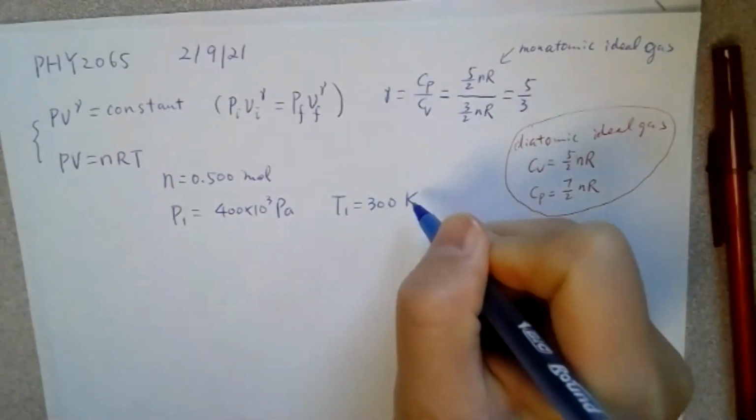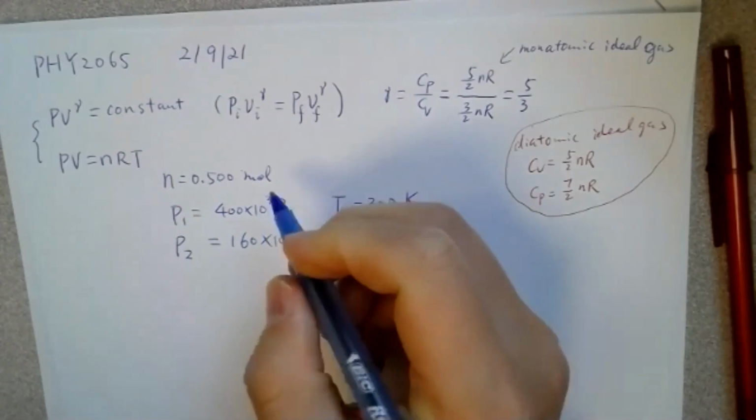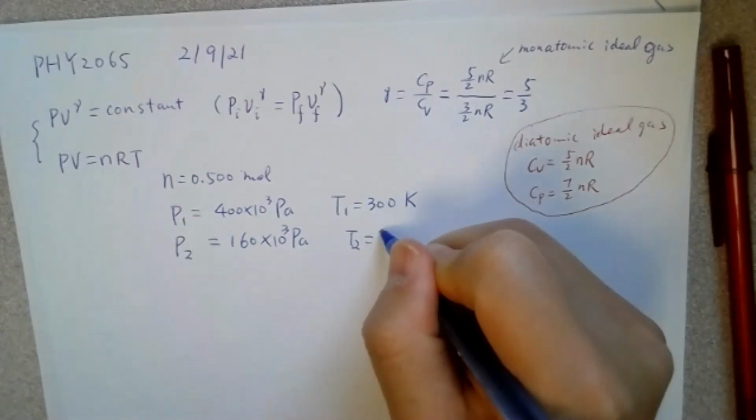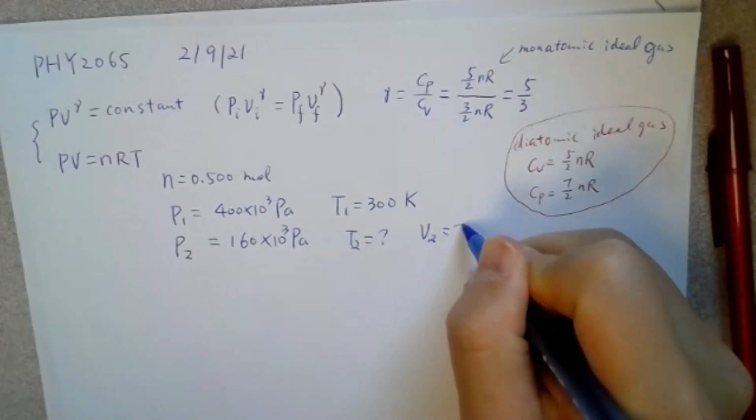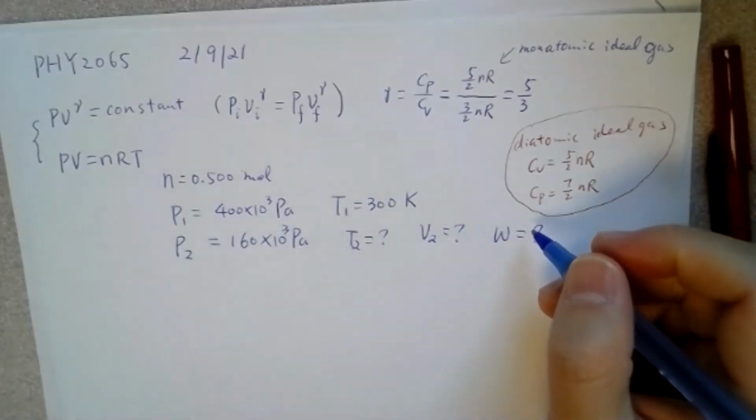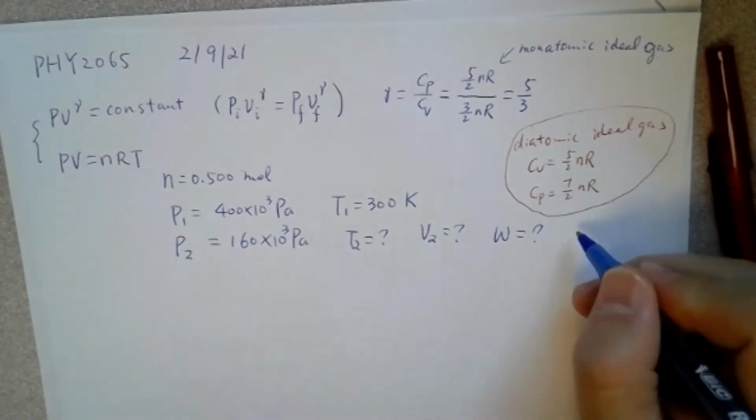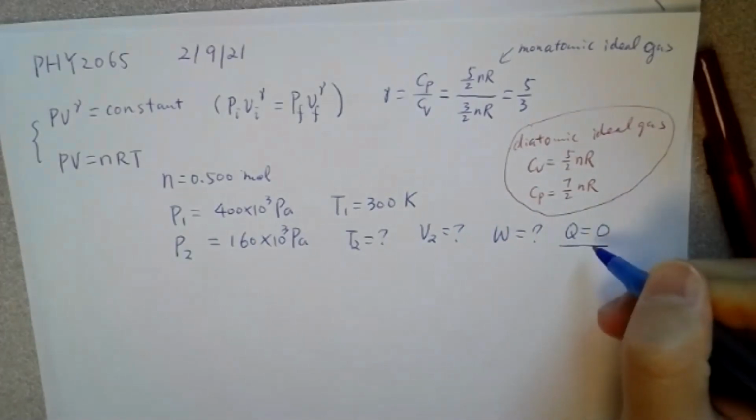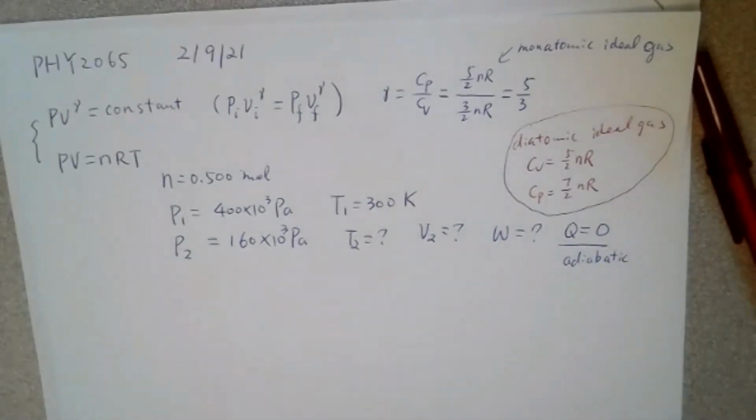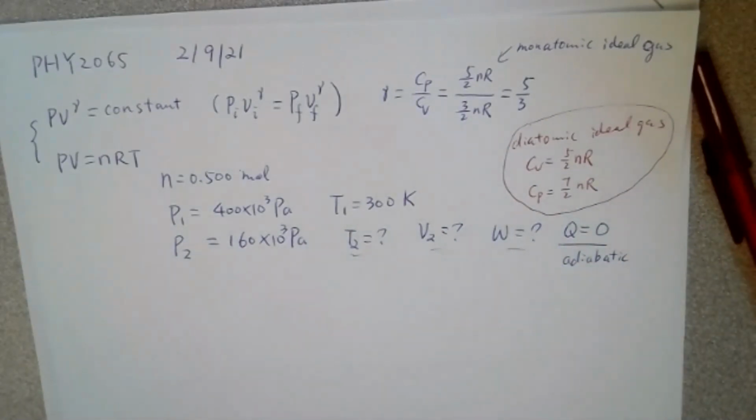T1 is 300 Kelvin. You are given P2 equals 160 kilopascal. You are looking for T2, and also V2, and then you're looking for W as well. So find the final temperature, volume, work, and the heat. Heat absorbed, we know it's zero because this is an adiabatic process. So basically I'm just looking for those three quantities.